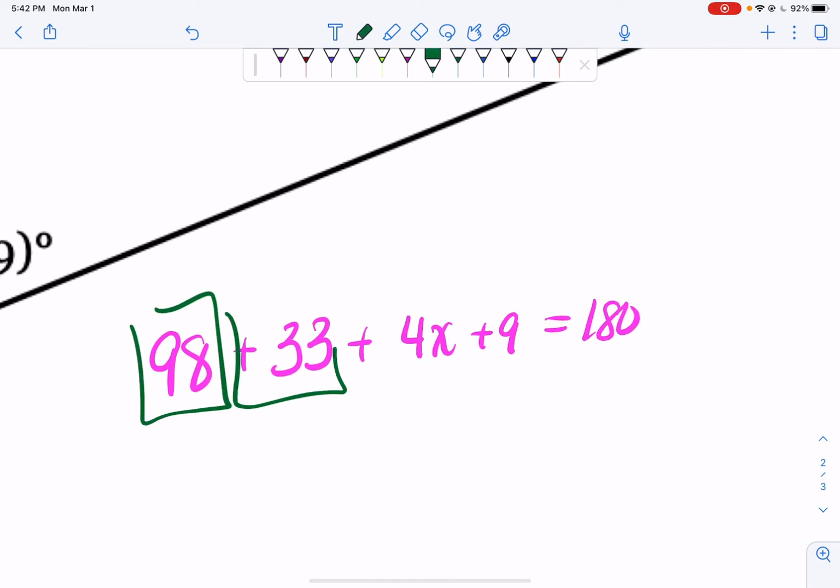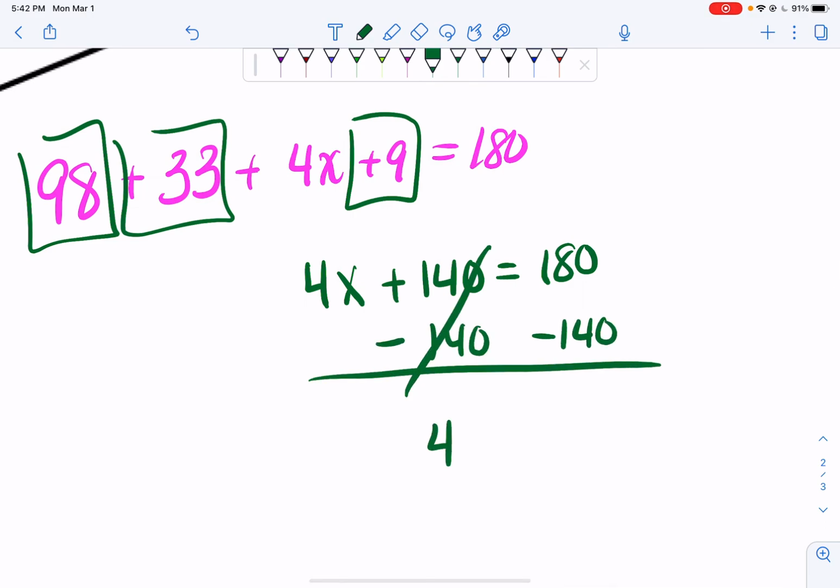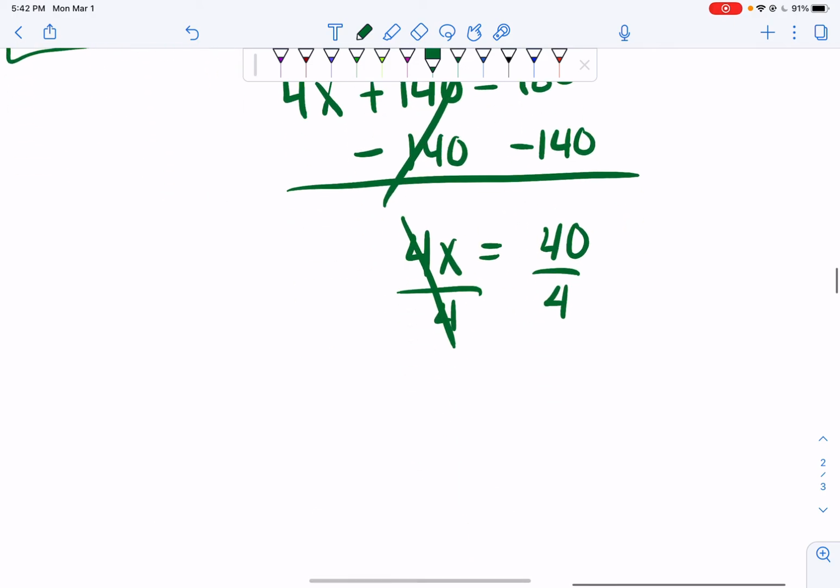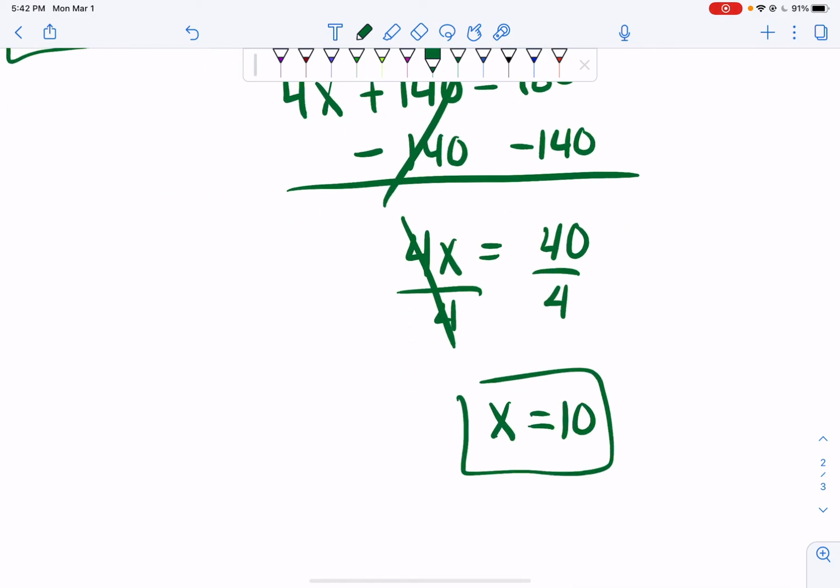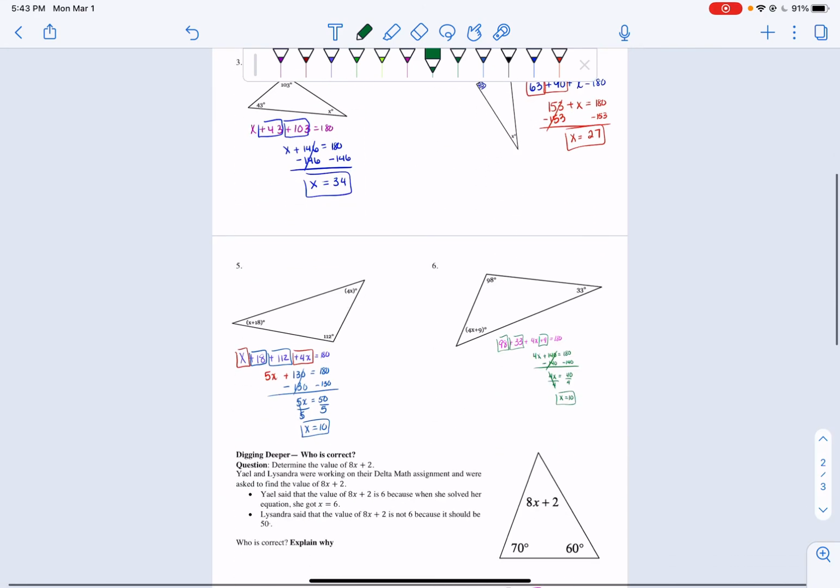I got a 98 and a 33 and a 9. So 98 plus 33 plus 9 is 140. So I got 4x plus 140 equals 180. Got to get 4x by itself, so I'm going to take away 140 from both sides of my equation. So I get 4x is equal to 40, and then divide by 4, and get x is equal to 10. So again, I get x equals 10. So x equals 10 seems to be a common trend for these two examples.